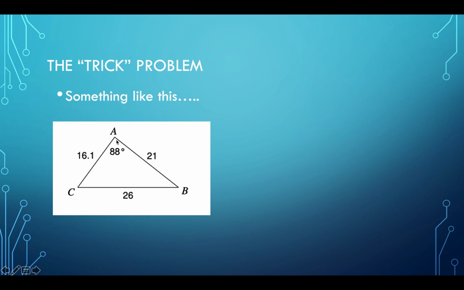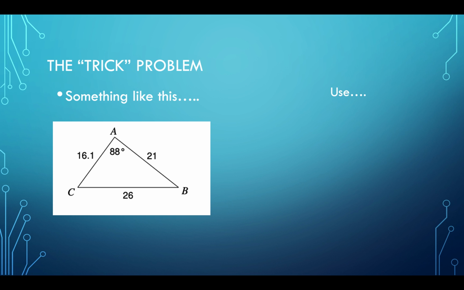So side A is opposite angle A, and side A is 26. Side B is opposite angle B. So side B is 16.1. And side C is opposite angle C. And opposite angle C is 21. So side C is 21.